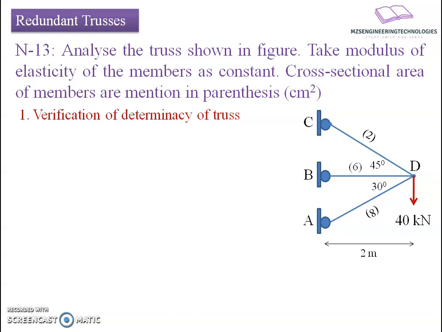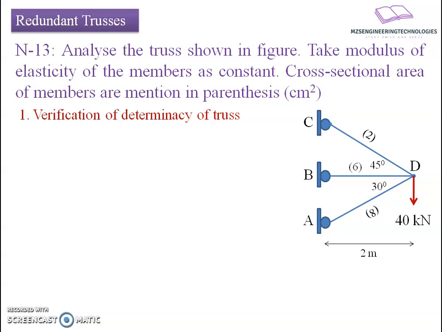The given frame is an open-ended frame which has roller supports at joints A, B, C, whereas joint D is a common joint which connects member CD, member BD and member AD. Cross-sectional area of member AD is 8, of member BD is 6, and of member CD is 2. At joint D there is a vertically downward applied load of magnitude 40 kilonewton.